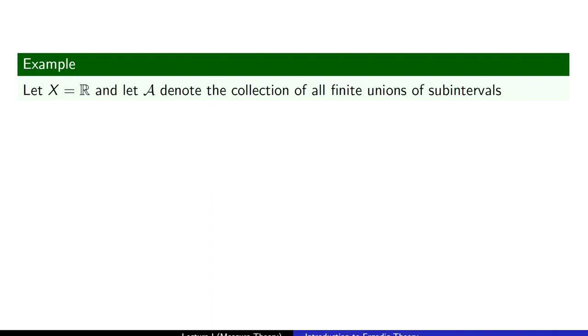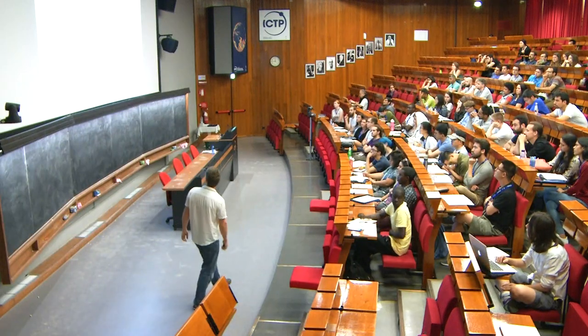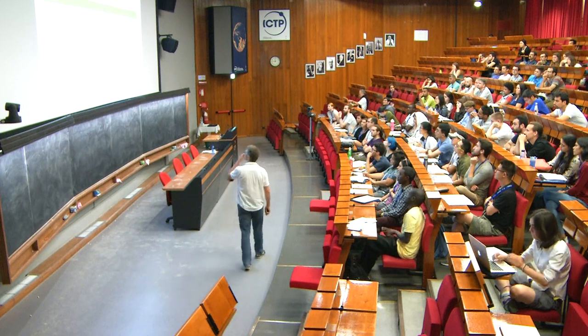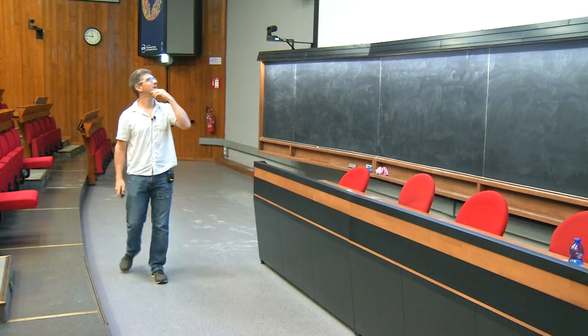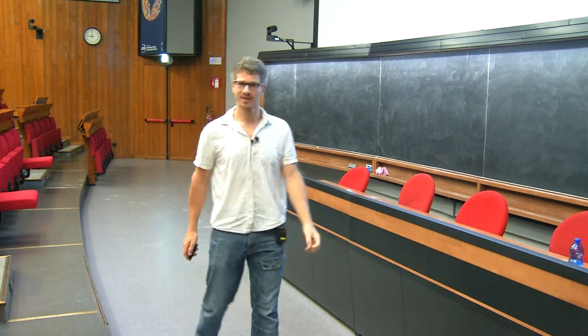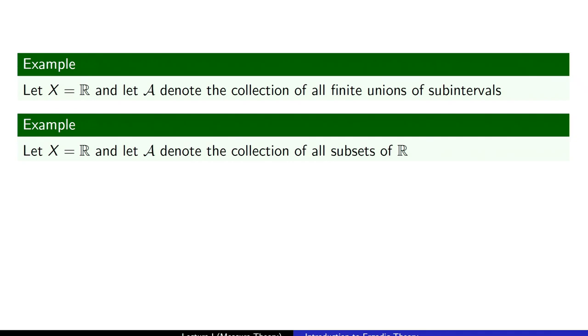So, on the line, we take the collection of all finite unions of subintervals. Is it an algebra? No. Yes. Yes. Is it a sigma algebra? No. What about we again take the real line and we look at the collection of all the subsets of the real line? Is this an algebra? Sigma algebra? Yeah. Very simple examples.